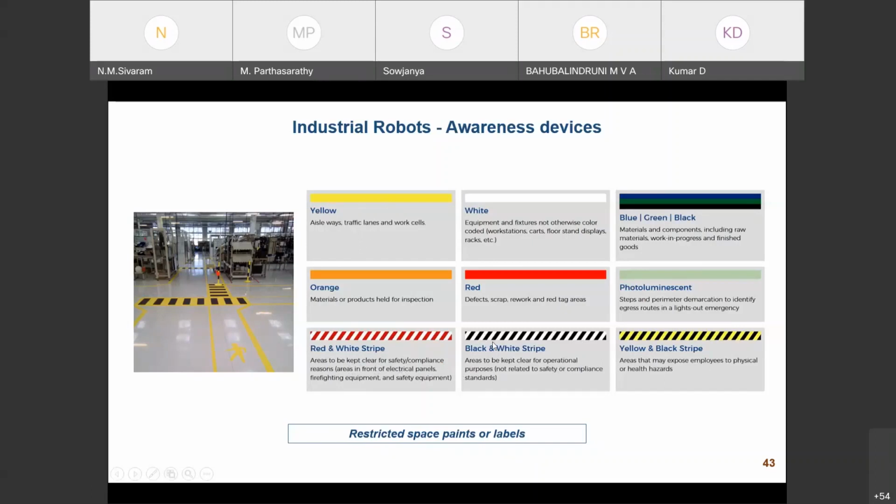So in industries, such color coding is given for the restricted spaces, and this can also be adopted as an administrative control. And this information has to be given to the operators. The operator has to be trained on this. So administrative control should be followed by proper training.